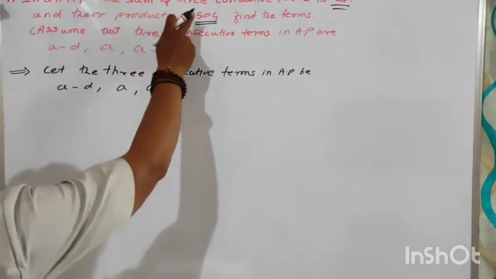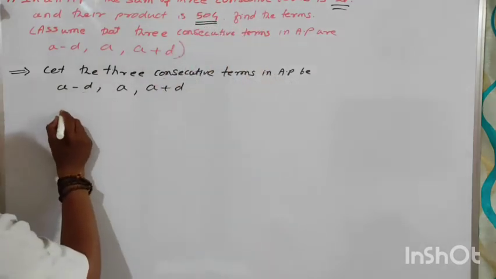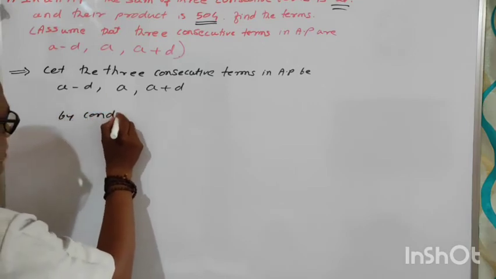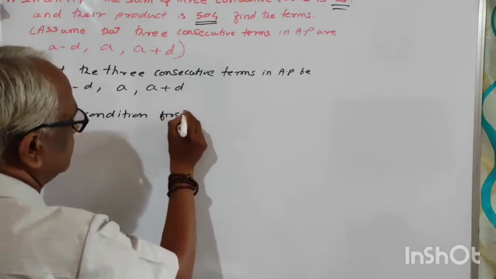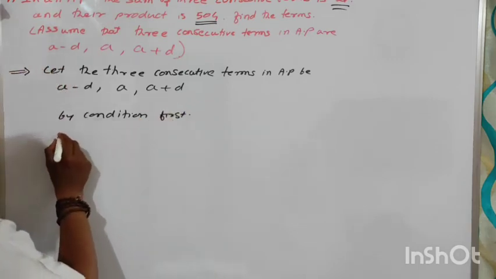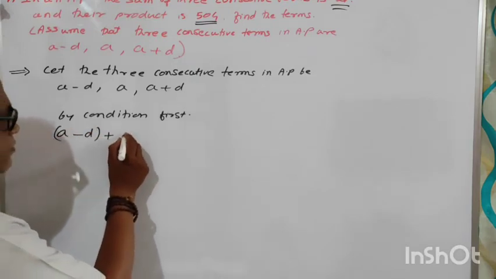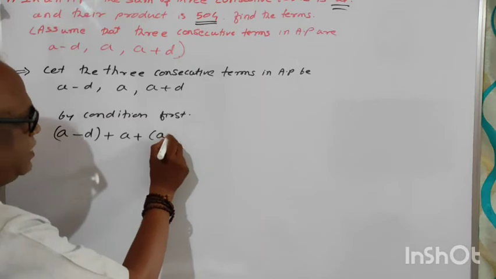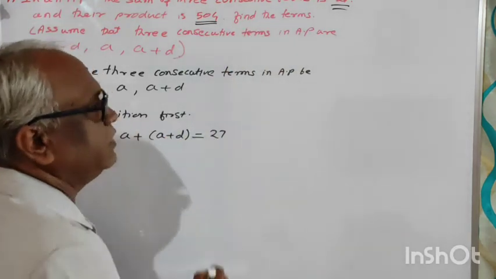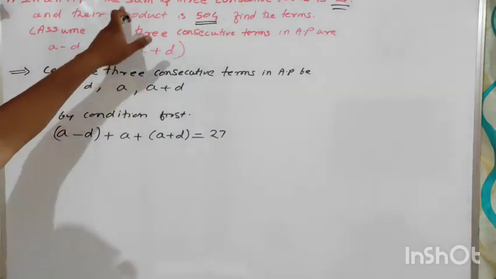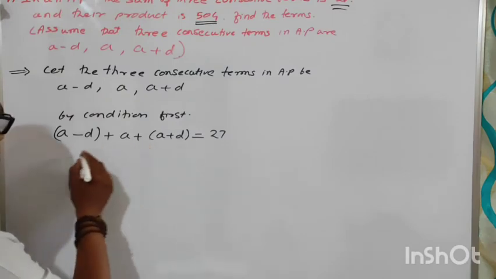Now here, condition: he has given the sum of the three consecutive terms. By condition first, that is the sum of all the three consecutive terms, this is first term, this is second term, and this is third term, is equal to 27. He has given in the question that the sum of the three consecutive terms is 27. Therefore now we will solve this.